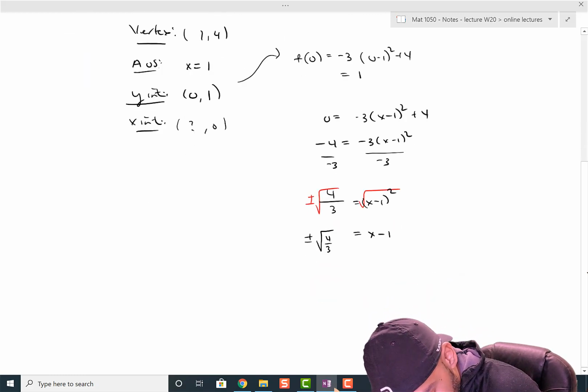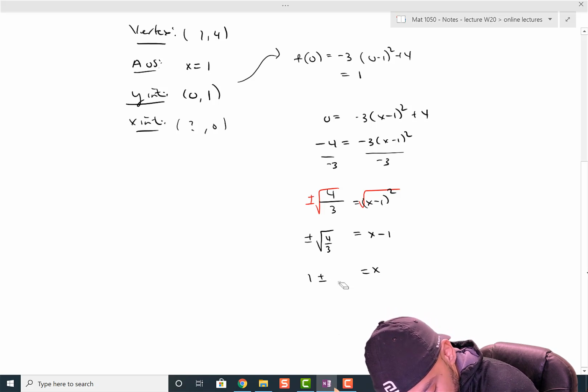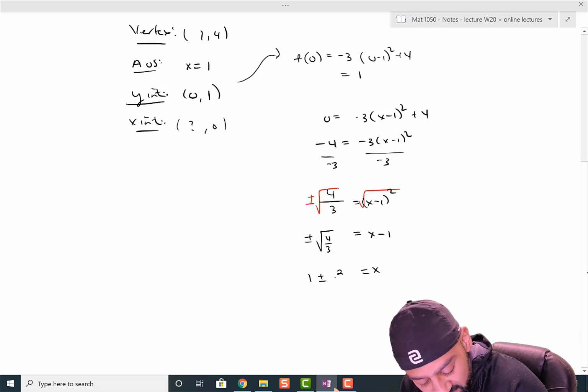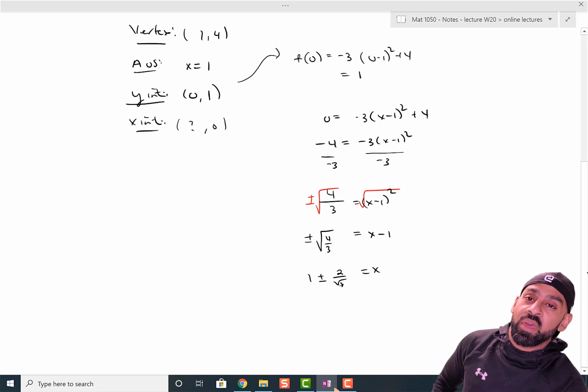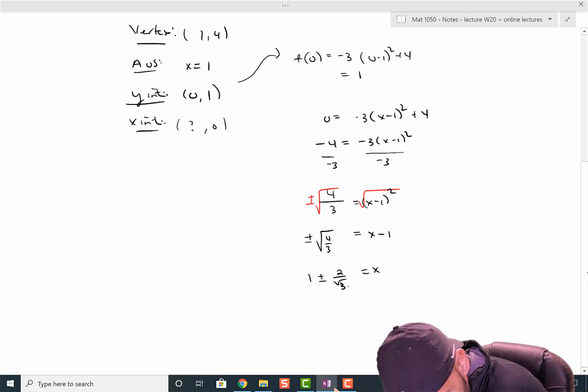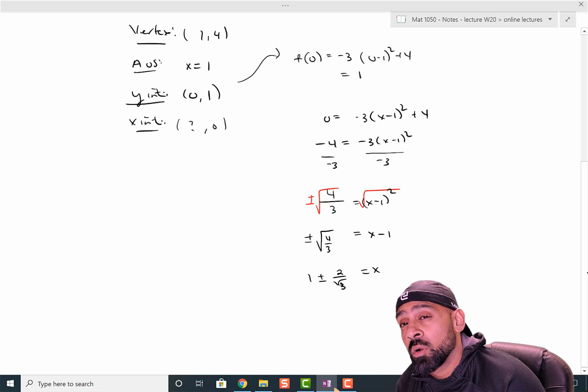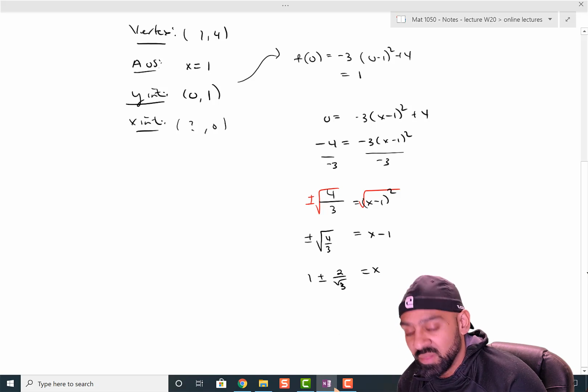We'll see. So this ends up giving us 1 plus or minus the square root of 4/3, which is 2 over the square root of 3. And yes, that is ugly. I do not know exactly what that is, but I know it's bigger than 1. So it's like 2 and some change, right? Because this is less than 1, because if it was the square root of 4, it would be 2. So it has to be less than 1.